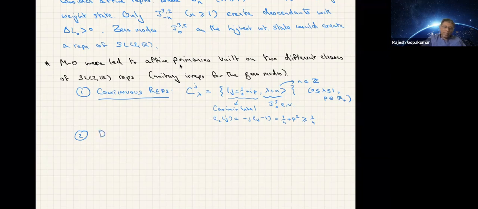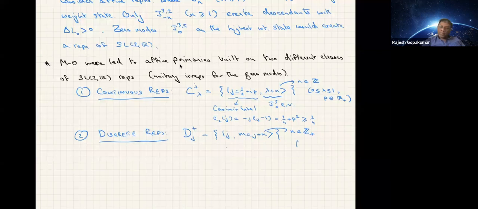That is the so-called discrete representations, a discrete family of representations. So this will be denoted by D_J plus, which will be again labeled by two quantum numbers. And now this n over here, unlike the n above, takes only positive integer values. So there are two differences between the things over here. There are several differences, but let me spell out all the differences. Firstly, we'll take J to be a real number greater than half. This is for normalizability.